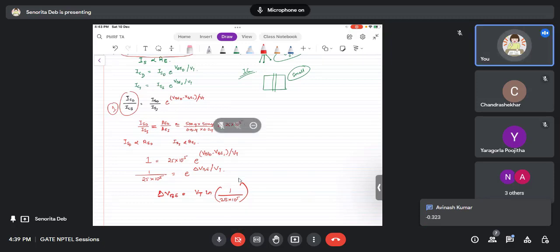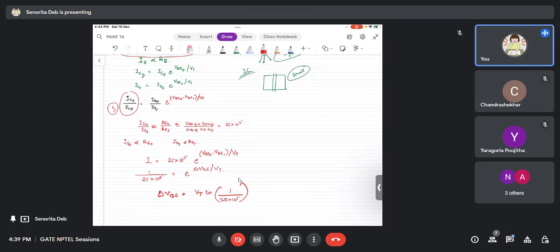Are you getting 0.323? Just check once more. So VT you have to take as 0.026, right? 26 millivolts. You are close but not exact. And I think here the mistake should not happen. If it is a numerical answer type, you cannot write 0.383 as 0.323, okay?